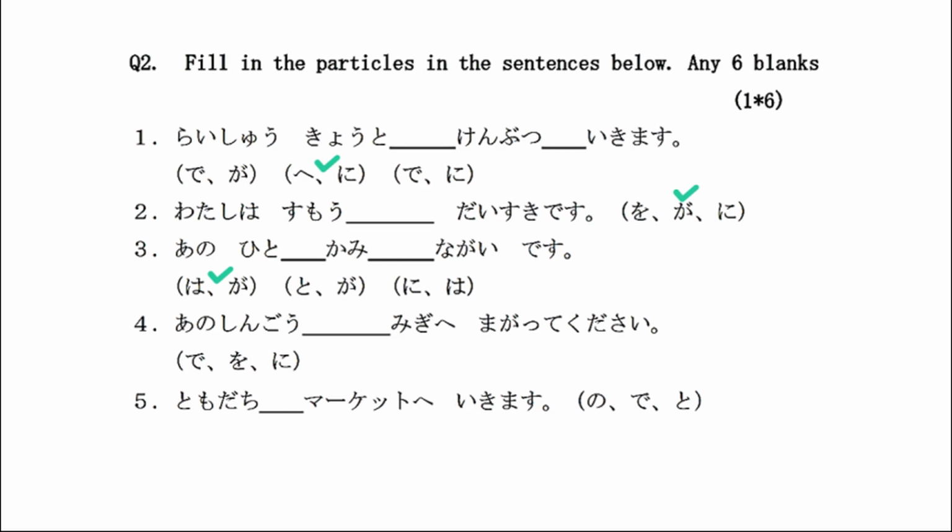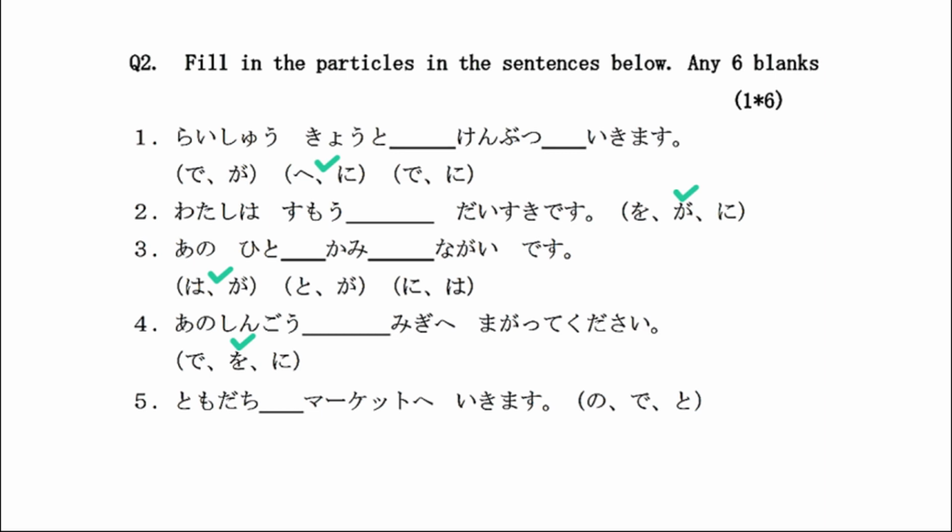The fourth sentence is Ano shingo dash migi e magatte kudasai. The options are de, o, ni. The particle o is also used to denote the place where the action of a verb of movement takes place. So the correct option here will be o, and the sentence will become Ano shingo o migi e magatte kudasai.